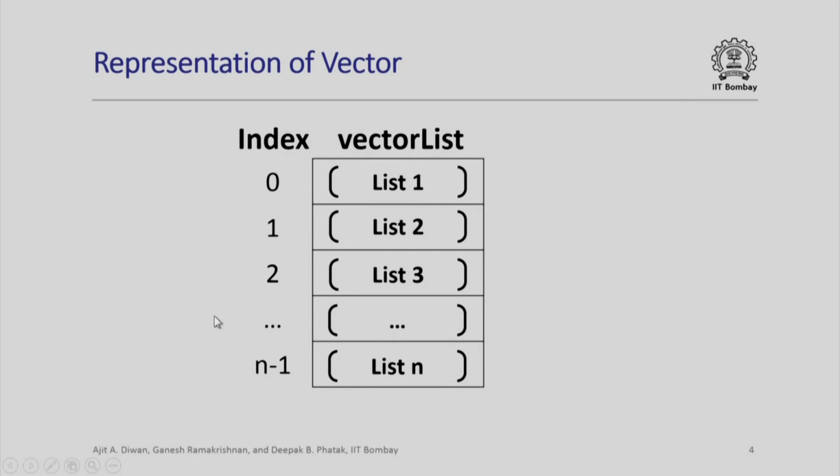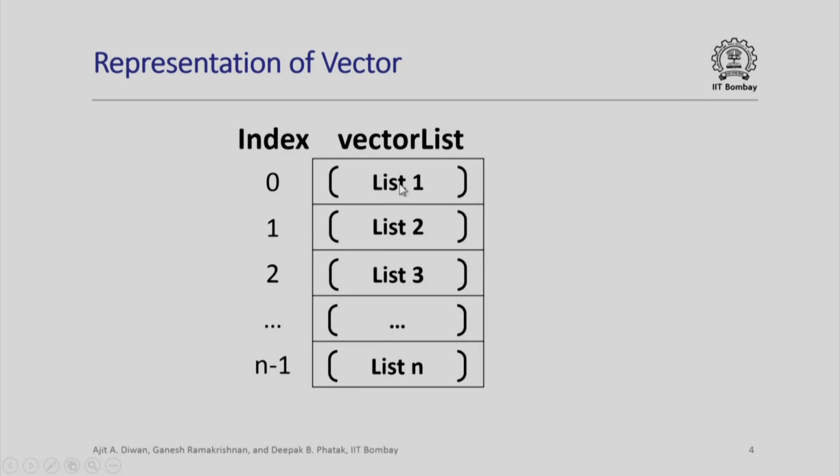First, let us look at the representation of vector in some greater details. So, this is our vector list. There is an index 0, 1, 2, 3, 4 up to n minus 1, assuming there are n nodes in the graph. For each node, there will be an associated list. So, list 1 will be associated with index 0, list 2 will be associated with index 1 and so on. All the n lists are associated like this.